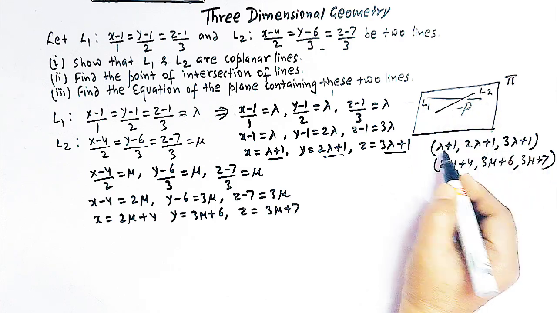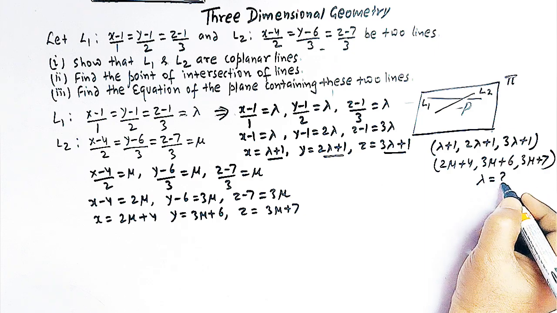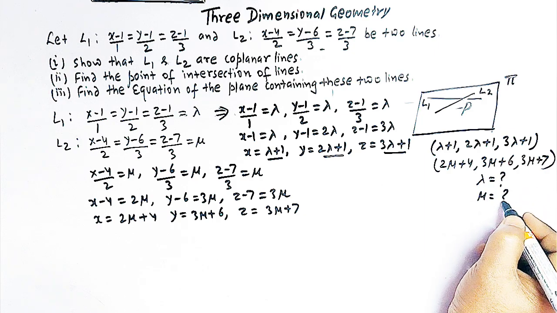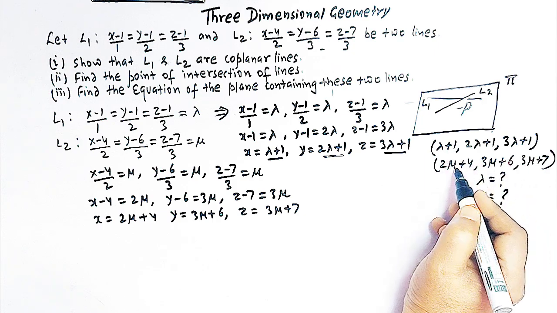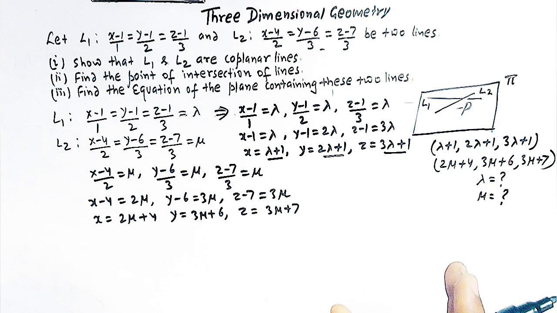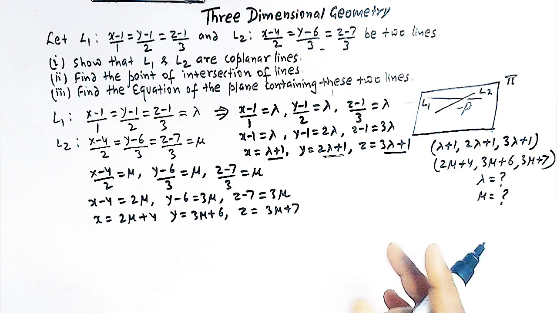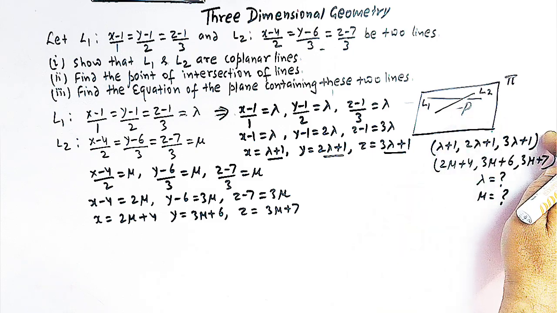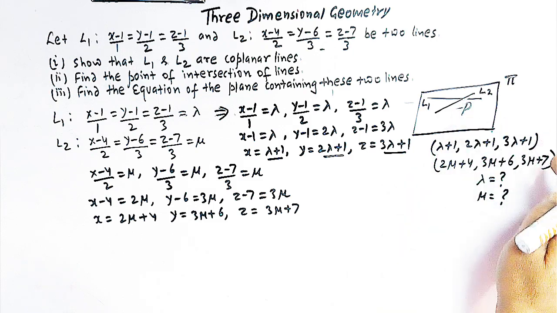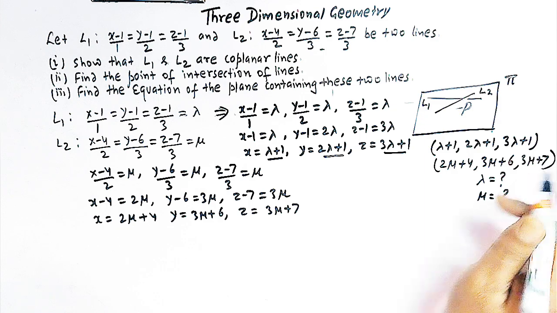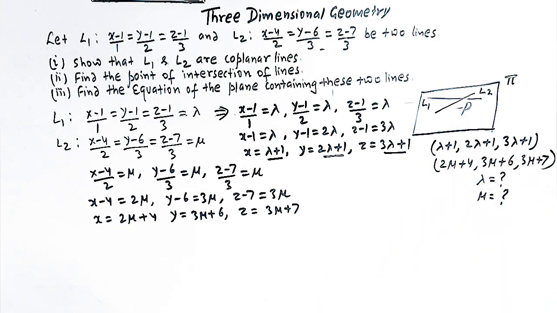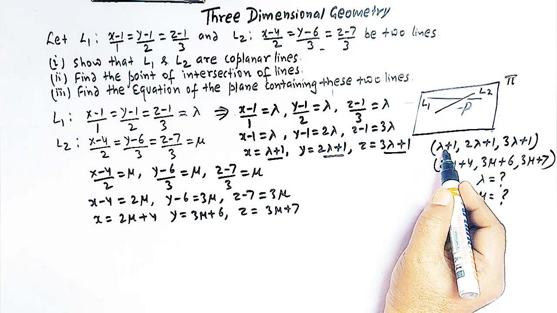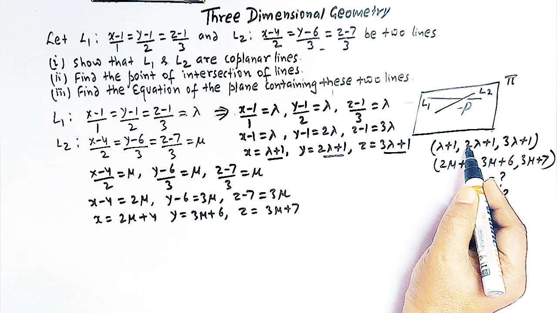So for some value of lambda and some value of mu, these two coordinates must coincide, right? Or in other words, we can say that if L1 and L2 are intersecting, then these two coordinates must be equal to each other, because here we have only one point of intersection of the two lines L1 and L2. So we must equate these two coordinates.